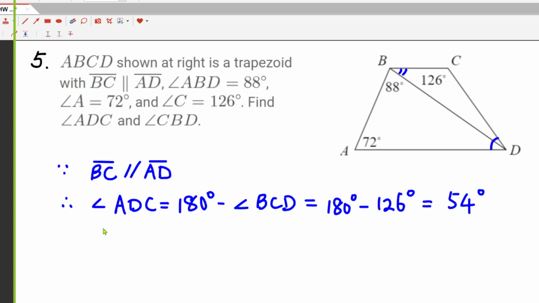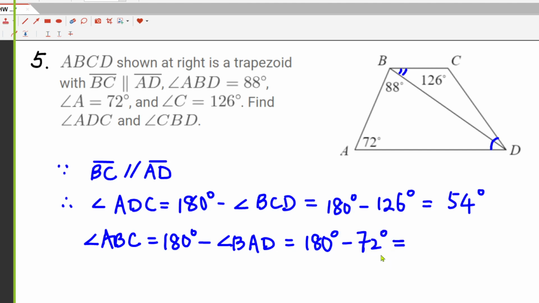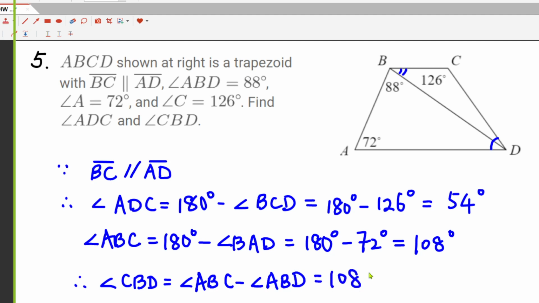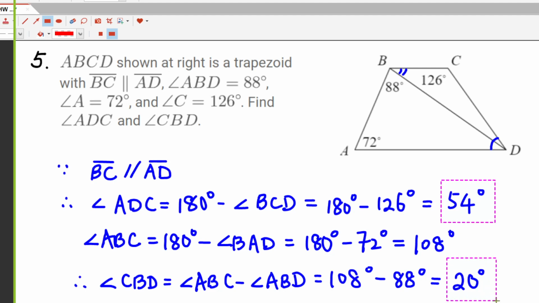That's angle ADC, right? And similarly, angle ABC equals 180 degrees minus angle BAD, and that's 180 degrees minus 72 degrees, which equals 108 degrees. And therefore, the desired angle CBD should equal angle ABC minus angle ABD, which is 108 degrees minus 88 degrees, which is given, and that is 20 degrees, right? Any questions? So the correct answers are 54 for ADC and 20 degrees for CBD.